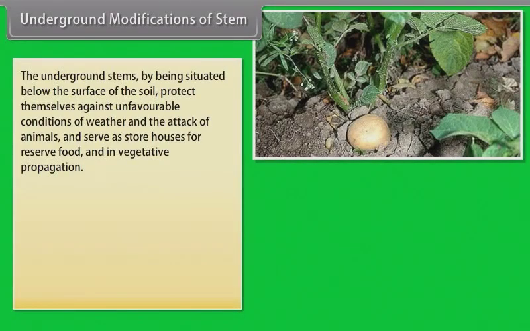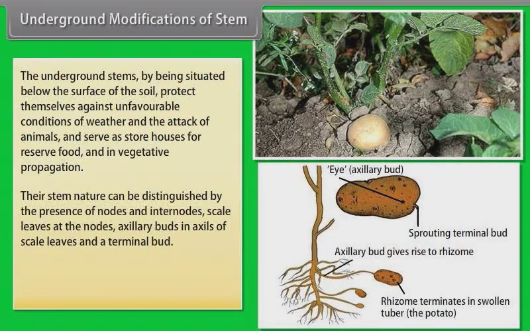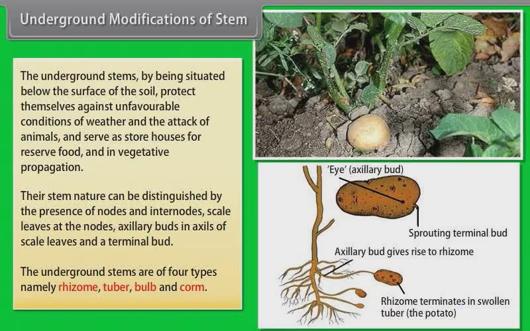The underground stems, by being situated below the surface of the soil, protect themselves against unfavorable conditions of weather and the attack of animals, and serve as storehouses for reserve food and in vegetative propagation. Their stem nature can be distinguished by the presence of nodes and internodes, scale leaves at the nodes, axillary buds in the axils of scale leaves, and a terminal bud. The underground stems are of four types, namely rhizome, tuber, bulb, and corm.